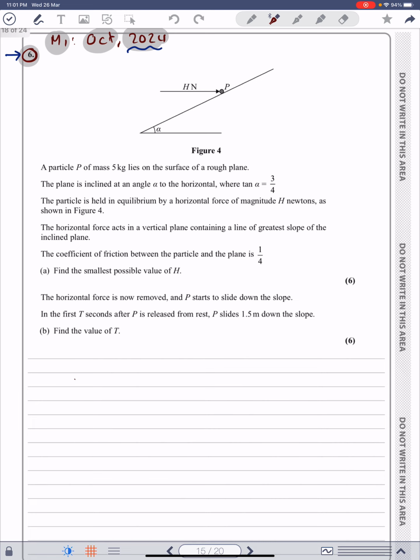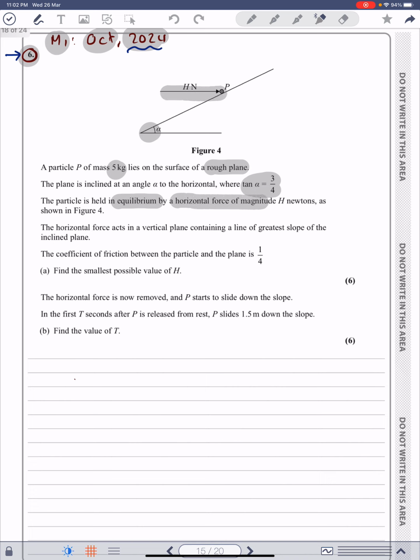A particle P of mass 5 kilograms lies on the surface of a rough plane. The plane is inclined at an angle alpha to the horizontal, where tan alpha is 3/4. The particle is held in equilibrium, so we are on statics of a particle, by a horizontal force of magnitude H newtons.